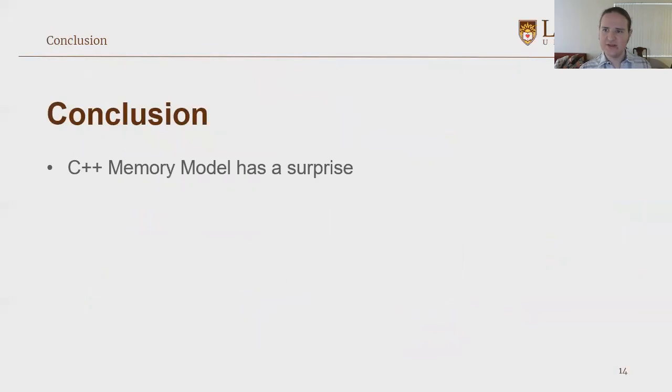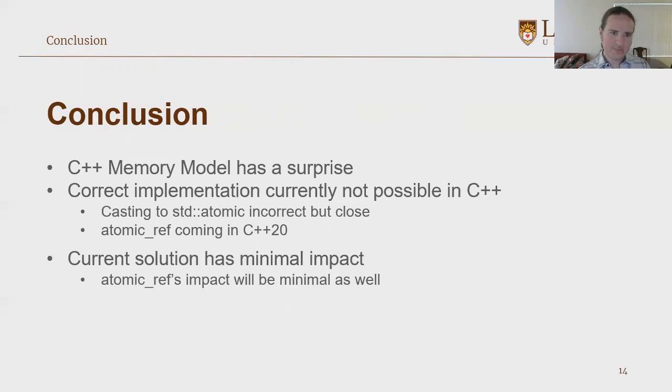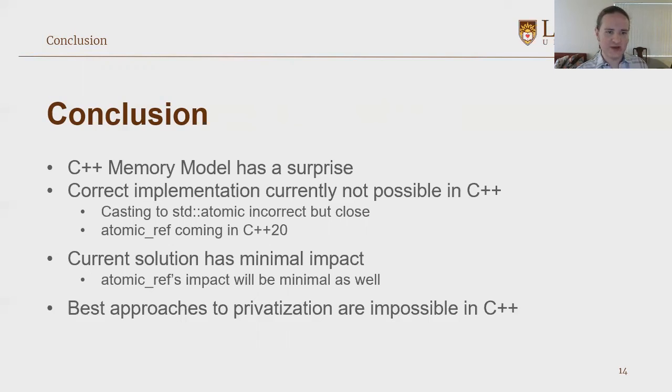In conclusion, C++ has a surprise in it. It doesn't work the way many people think it does. C++ doesn't actually allow a correct implementation as it is today. Casting to std::atomic isn't really correct, but it's close enough, and if you look at the emitted assembly, then it produces the correct code. We need atomic_ref, which is coming in C++20. The current solution has minimal impact, and the impact of atomic_ref will be minimal as well. But unfortunately, the best approaches to privatization are impossible in C++.